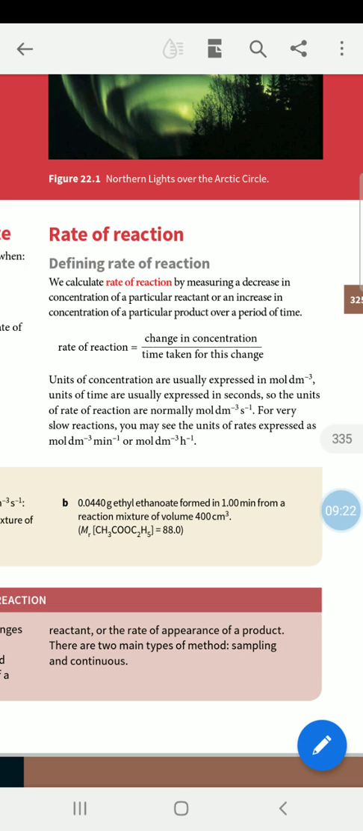Write down the note. The rate of a reaction can be calculated by finding the relationship of the reduction of the concentrations of the reactants, or the increase in concentrations of products, in relation to time.